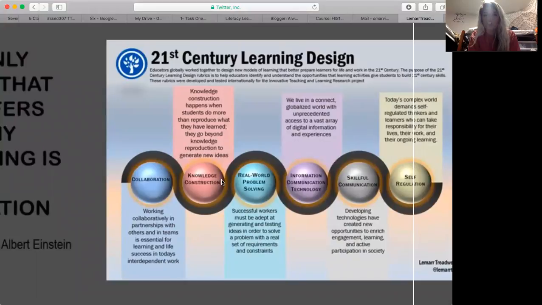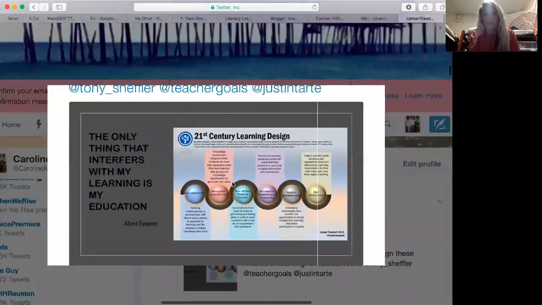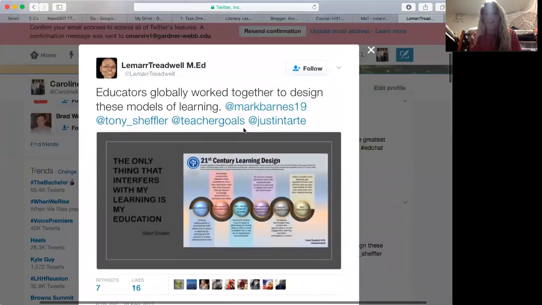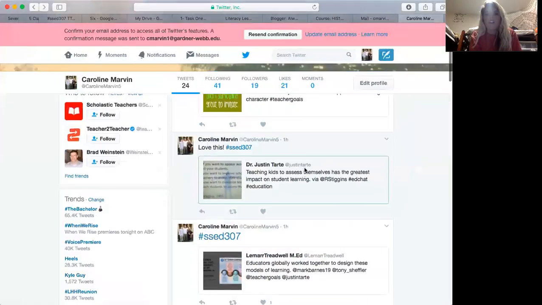Collaboration, knowledge construction, real world problem solving, so tying the real world and problem solving into the classroom, skillful communication, self-regulation, and technology, information, communication is in there. The biggest things I noticed were communication and technology. These are things that we may not think are necessarily content areas that we should be teaching, but they're real life skills that students need to know. So I just thought this was a cool visual that backed up what we've talked about a lot in class.